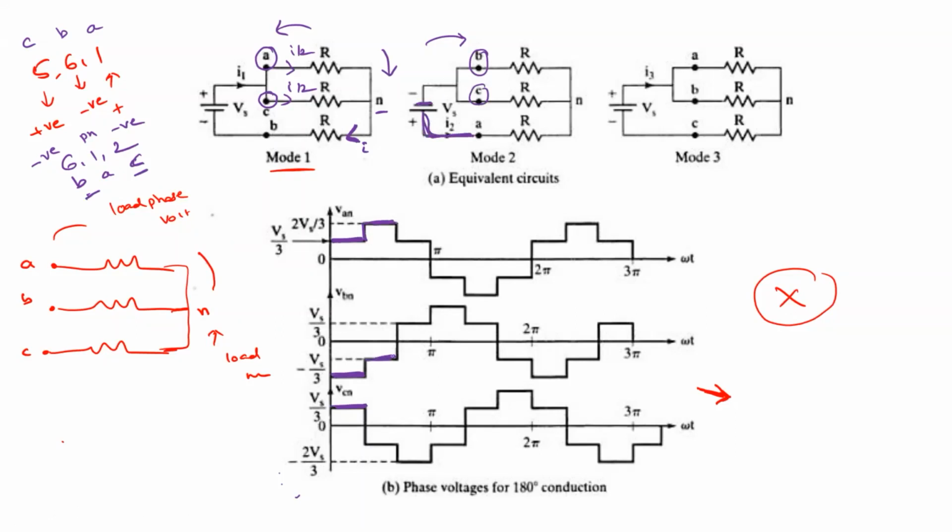VBN is still minus, right? And here you have this. Both are carrying the return current in these two, so that's why you have the minus sign. If you continue this, here the magnitude is Vs by 3 and here it is 2 Vs by 3. Clear? So this is how the load phase voltage is generated.